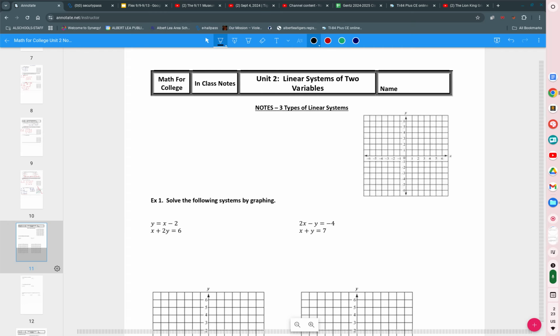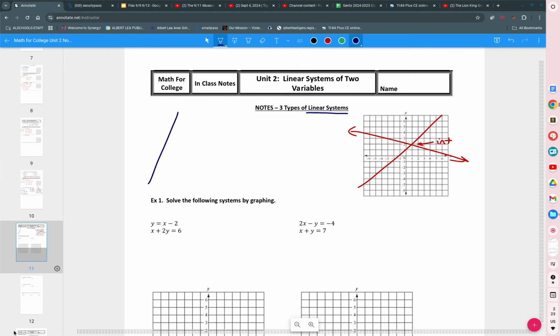Today we are studying linear systems. A linear system is two or more lines where we identify their point of intersection. We look for the point of intersection, okay? There are three types of linear systems.